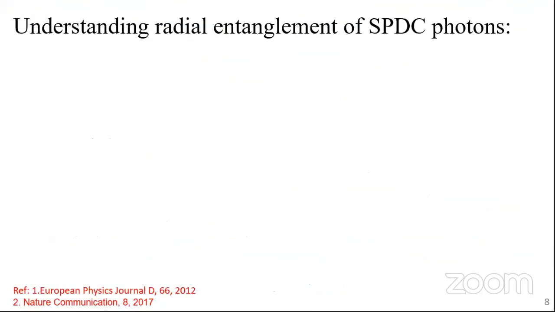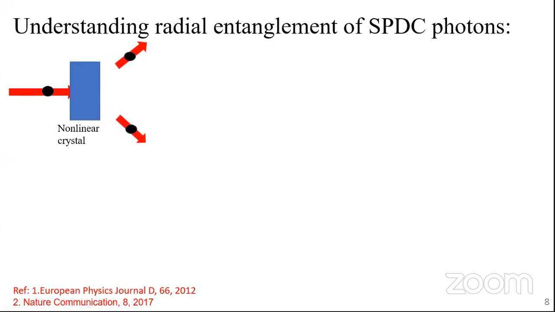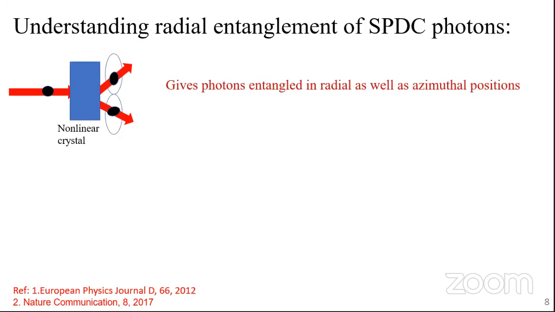So let us just understand one application of this radial interferometer. This is the process, spontaneous parametric down conversion, that can produce entangled photons. If we have a nonlinear crystal and a photon beam is incident on it, then it can produce two photons, like one photon producing two photons that are entangled in their spatial as well as their energy or frequency degrees, but we are only concentrating on their entanglement in the spatial domain.